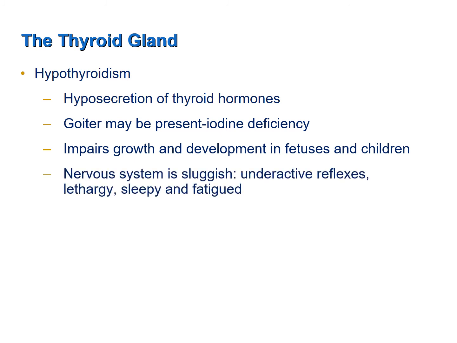The effects on the nervous system are, as you would expect, the opposite of the effects of hyperthyroidism. Here we get a sluggish nervous system with underactive reflexes. The individual is lethargic. They tend to be very sleepy and fatigued all of the time. Also, they will tend to have a low heart rate, low blood pressure. They will tend to gain weight, and they will tend to be cold all the time when other people around them are comfortable or even hot.